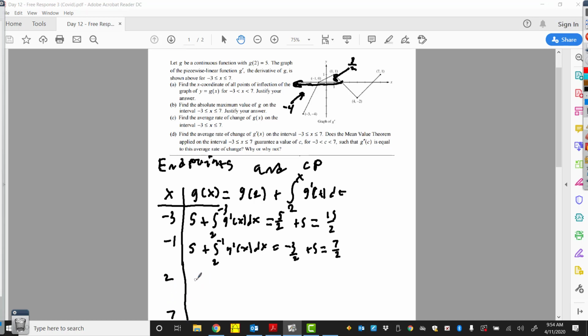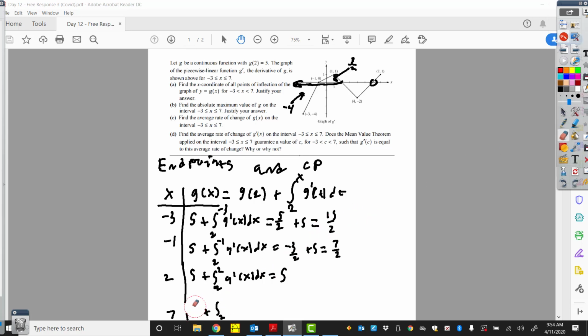We'll do 7 all the way at the bottom. For this one, we got 5 plus the integral from 2 to 2 of g prime of x dx. Now this one should be easy to remember. The integral from 2 to 2 is 0, so that's just 5. And then lastly is 5 plus the integral from 2 to our, oh, I forgot 0. Look at me. That's why it looked a little weird.